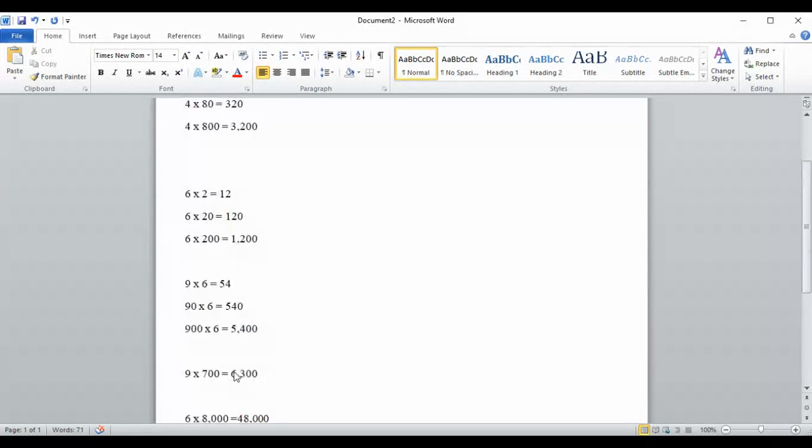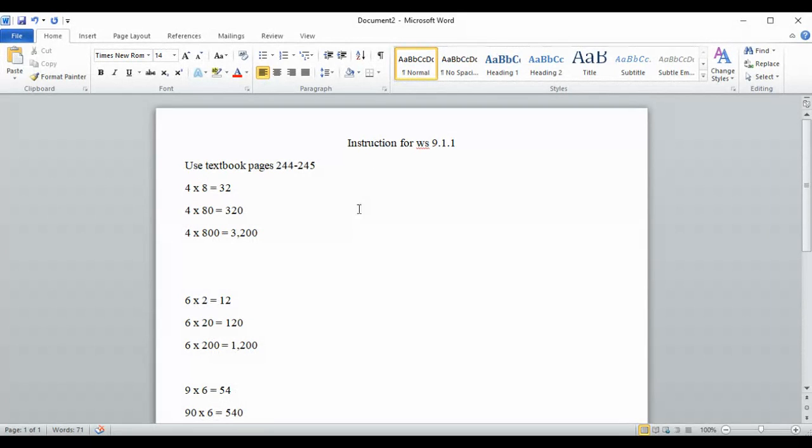So I hope that helps you to do this page. I like to call this method the find the math fact, add the zeros method.